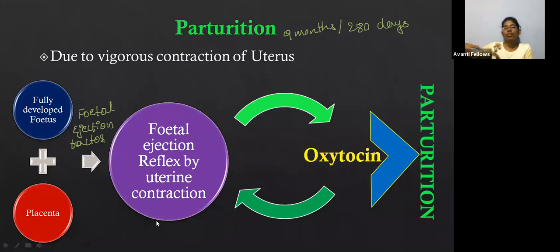Okay, so now what happens? Along with the placenta, the fetus is present here, right? And this is the uterus. Now this fetus and the placenta combined form a fetal ejection factor. This fetal ejection factor is going to stimulate the mother's blood. Now the uterus of this mother starts to contract. If it contracts, the baby will go down, right?